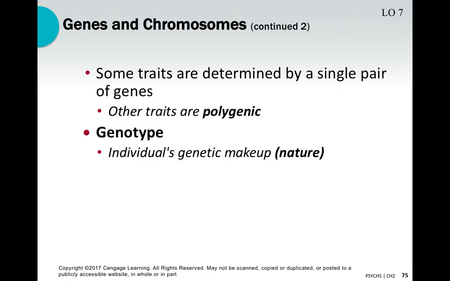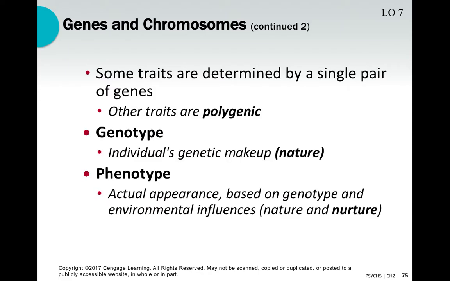Some of our traits, like eye color or hair color, are determined by a single pair of genes. However, other traits, like whether or not you're an extrovert or introvert, or what your personality is like, are going to be determined by a combination of genes, and that's otherwise known as polygenic. It takes a lot of different genes to make up those more complex traits.